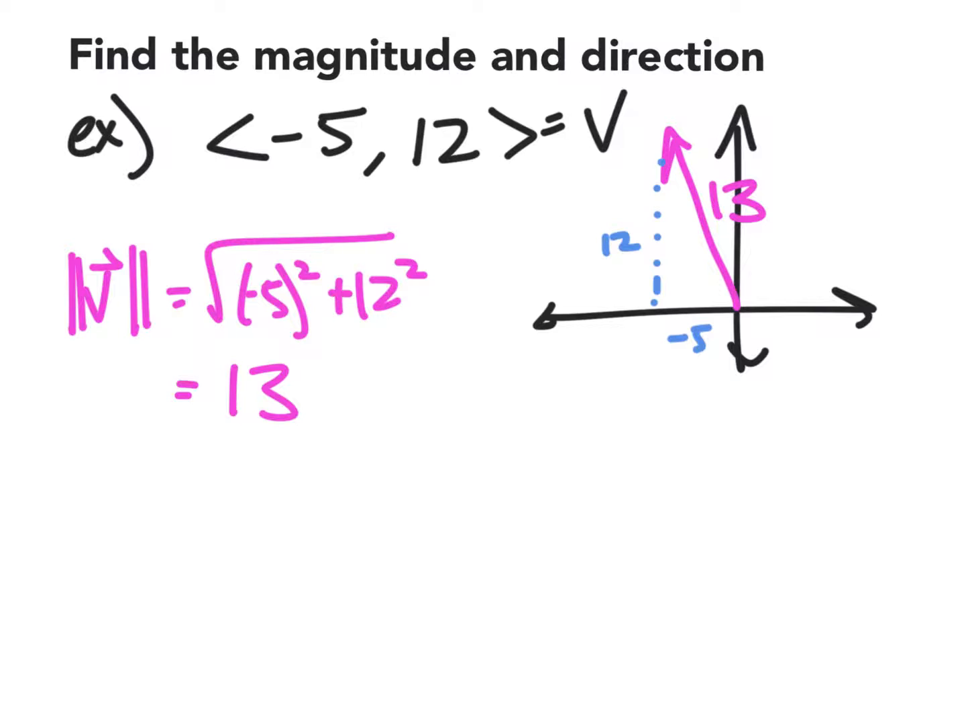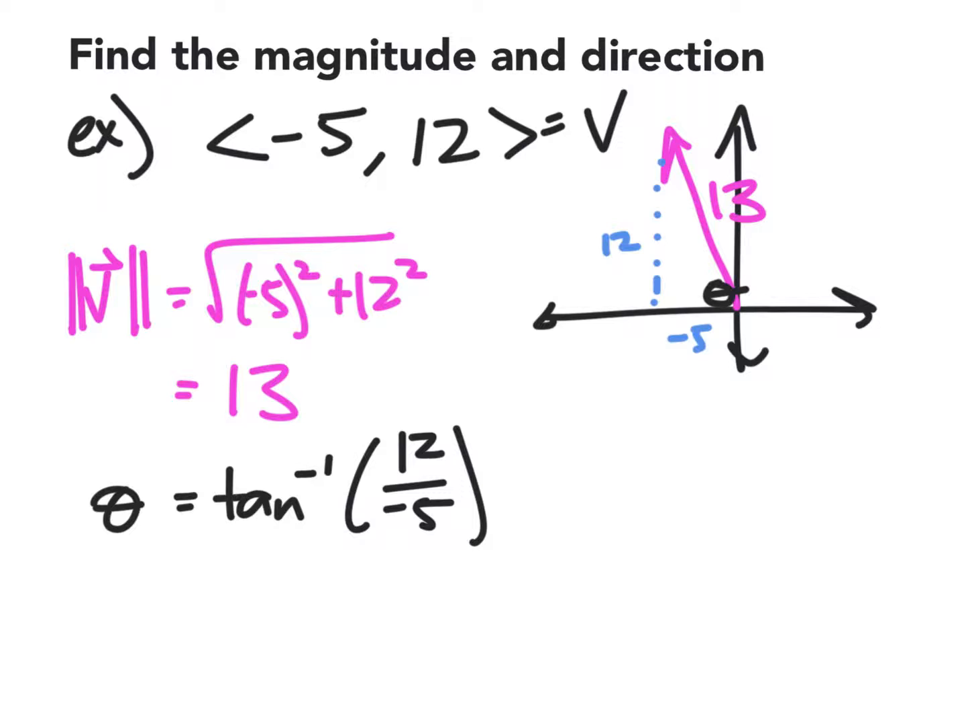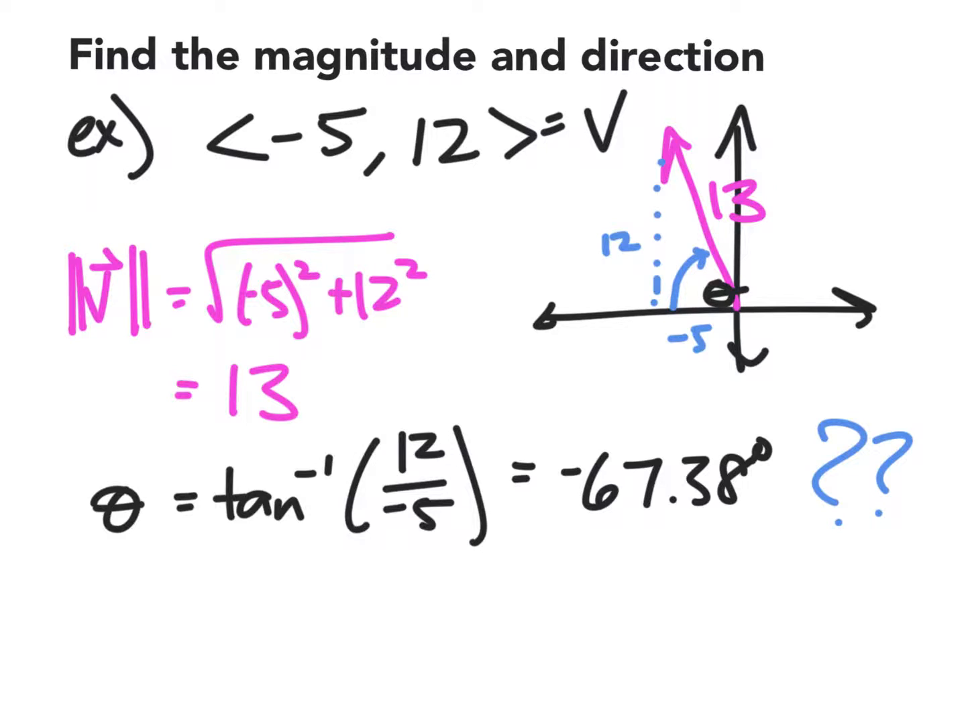All right, so now let's figure out the direction, this theta right here. Theta will be equal to the inverse tan of 12 over negative 5. And evaluating that, I get an angle of negative 67.38 degrees. But does this make sense? No, because this negative 67 degrees, that's this angle going in a clockwise direction. Because I'm in the second quadrant, I need an angle between 90 and 180. So what I'm going to do is add 180 degrees.